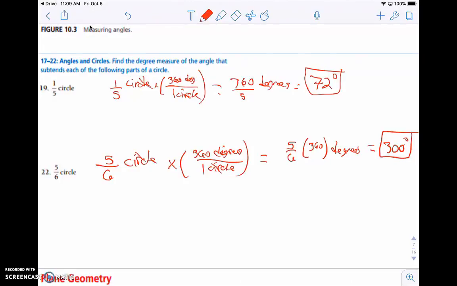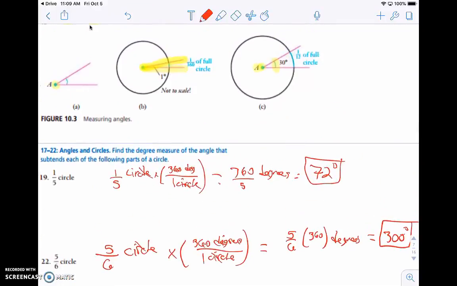So that's how we can identify angles that are either 1/12 or 1/5 or 5/6 of a circle, and we can precisely get that down to exactly how many degrees is needed in order to, I keep using the word subtend, but to measure that portion of that circle.